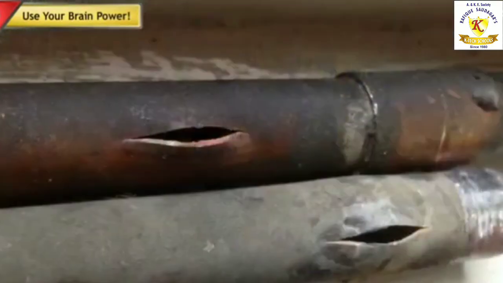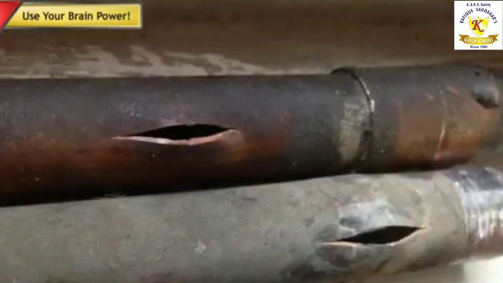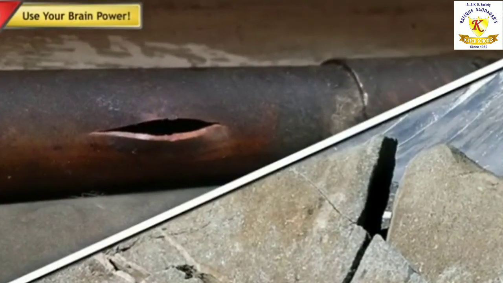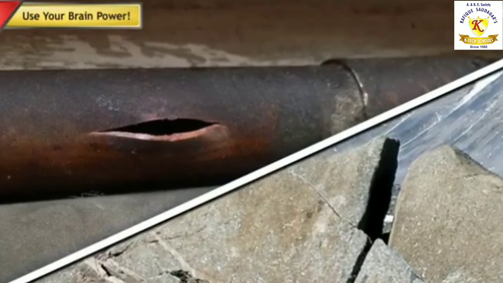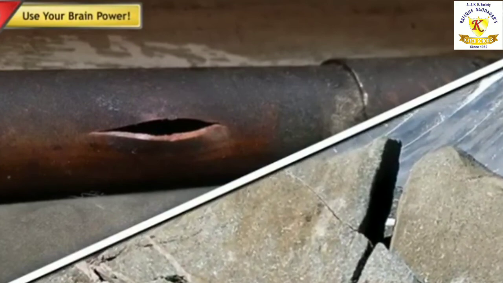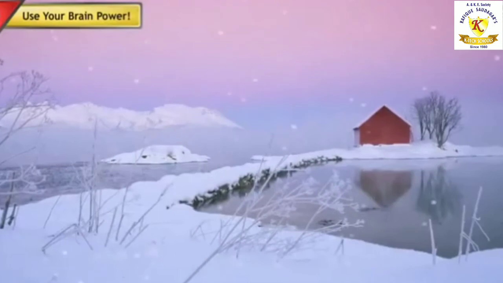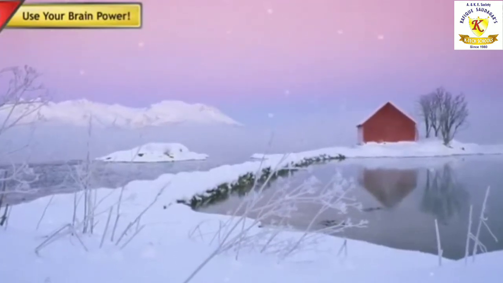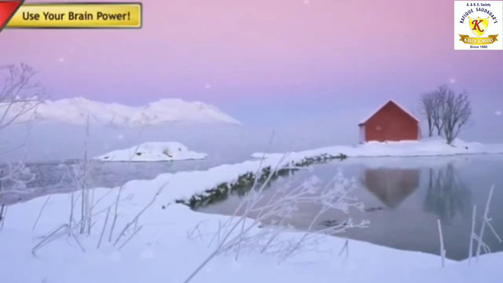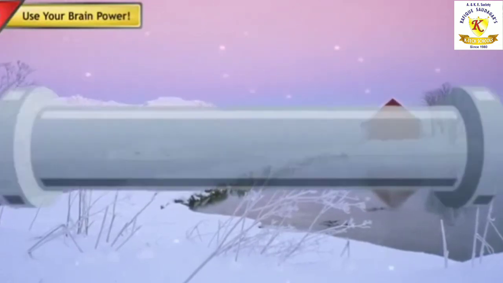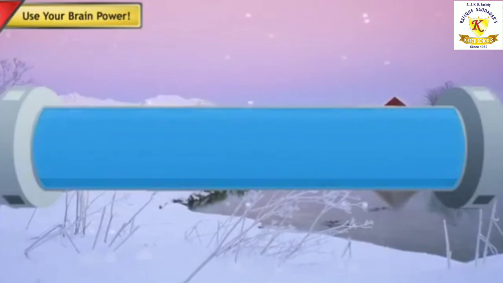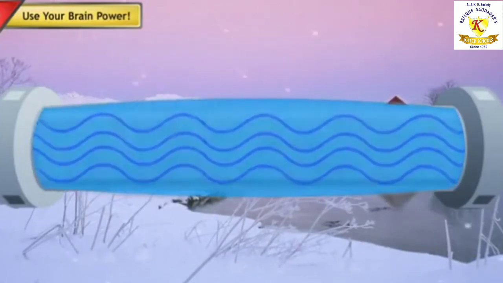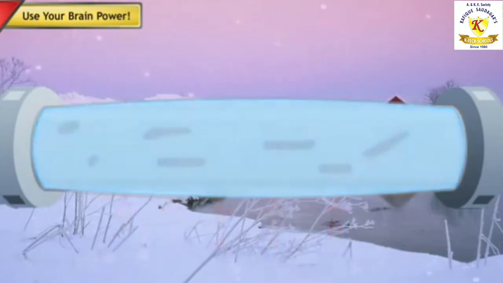In cold regions in winter, the pipes for water supply break and even the rocks crack. We can explain these statements in the following way. In cold regions, the temperature of the atmosphere falls below 0 degrees Celsius in winter. So, when the temperature of the water falls below 4 degrees Celsius, it expands and ice is formed.